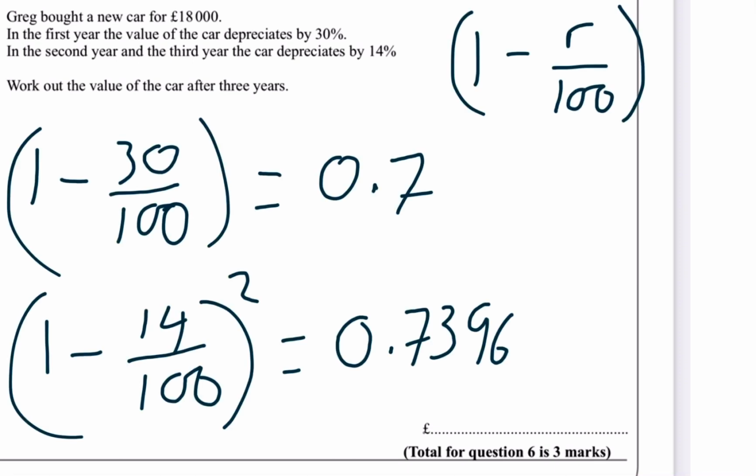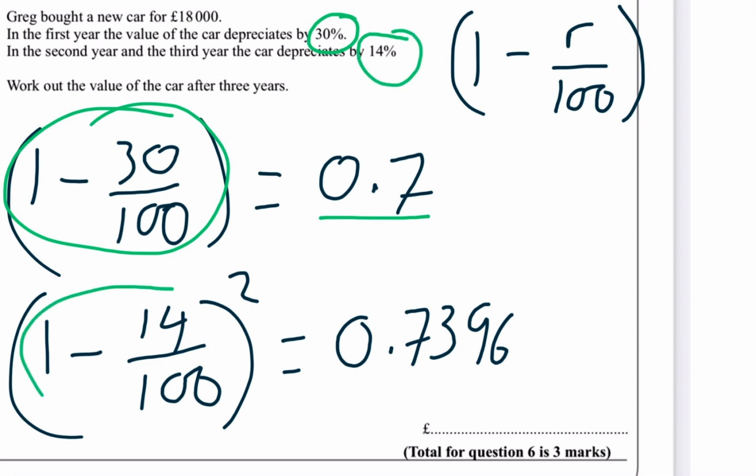So when I'm doing this, the first one that I've got is at 30% for the first year, so for the first year only. If I put that as a multiplier, I get 0.7. For the next one, 14%, again I've put it as a multiplier, but this time it has to be squared because it is for years 2 and 3. So that's so important. And you should get 0.7396.